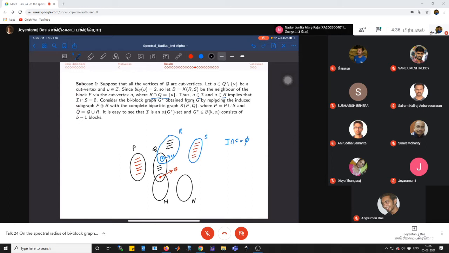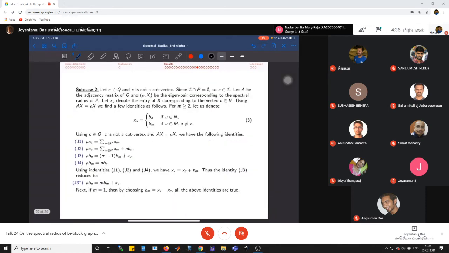So next is what happens if there is a vertex in Q which is not a cut vertex. That is the next subcase. So suppose C is not a cut vertex. Since I intersection P is empty, C belongs to I. So there is no problem with C. So again, we'll use the adjacency relations to prove the result. Okay, so for the partition N, we'll use all the vertices Bn for the eigenvector, the Perron vector. And if U is not equal to V and belongs to N, we will use Bn.